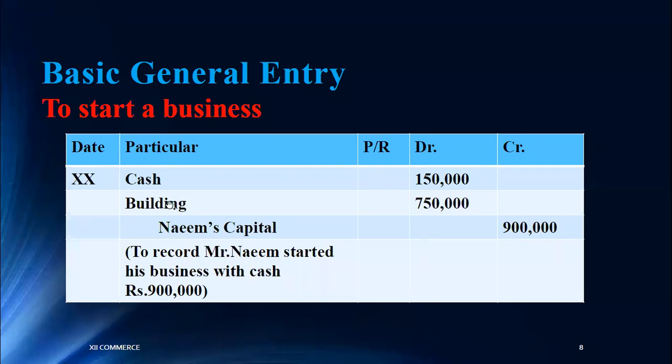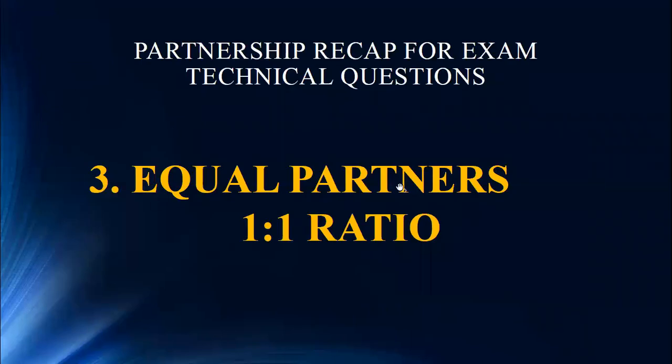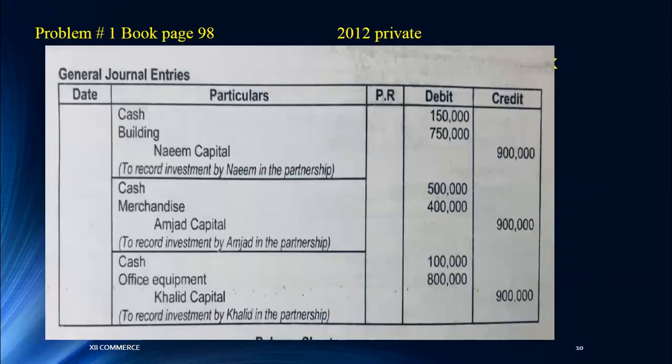I proceed. We have the third part, that is equal partners. Equal partners means the ratio of the partners is 1:1. Whenever we see the word equal, it means the capitals of the partners are equal and the ratio between them is equal. This is book problem number 1 on book page number 98, the 2012 private question we have done, in which we can see the capitals of the partners are the same, 900,000 and 900,000. So this equal capital shows us the partners have the ratio 1:1, and as their ratio is 1:1, they are equal and their capital will be the same.